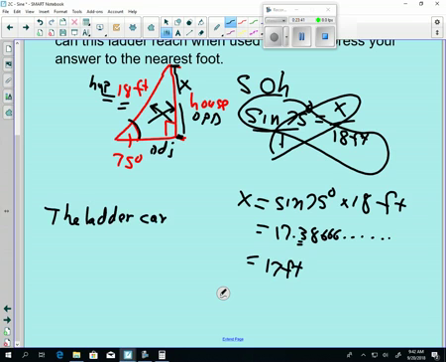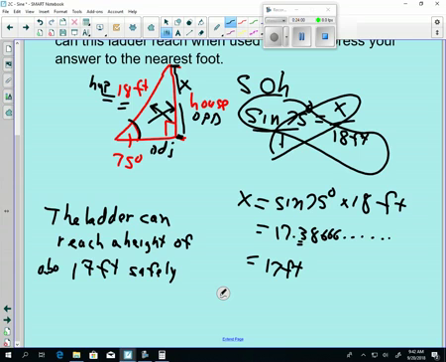So the ladder can reach a height of 17 feet safely, of about. We know that there's a fraction there. I'll just put about, but that's the closest number.